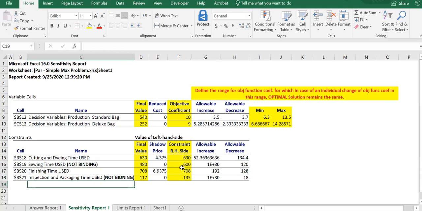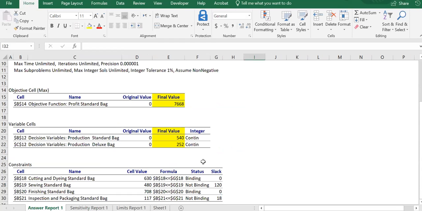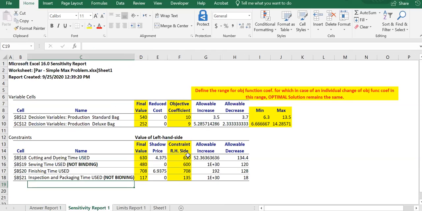All right, so nothing new yet. This was what we already had in our answer report. We had the left-hand side for each one of them, and then we knew whether they were binding or not binding. So there's nothing new except for this that was not provided, but we already have those in our formulation. So nothing really exciting yet.